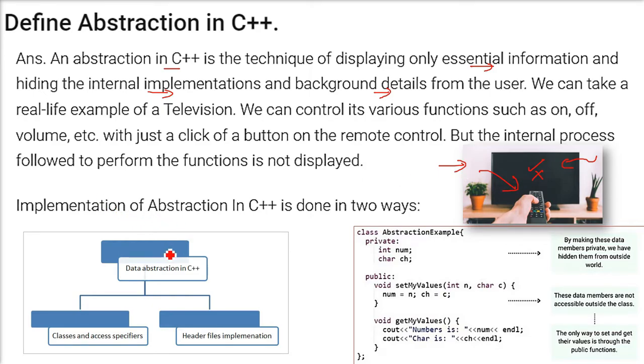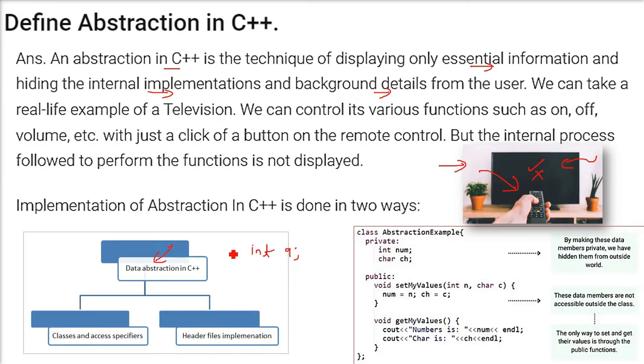So, for implementation, this can be done in two ways. Data abstraction in C++: you can do it using the class and access specifiers. I'll just give an example. And header files implementation. You can also make an abstract class. That is also possible. Okay, there are multiple ways.